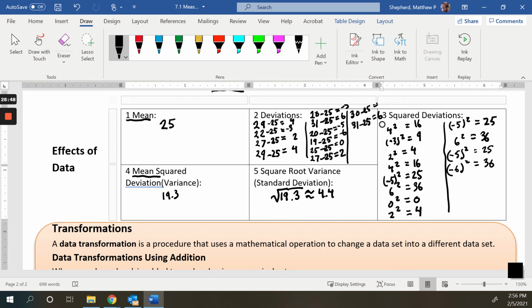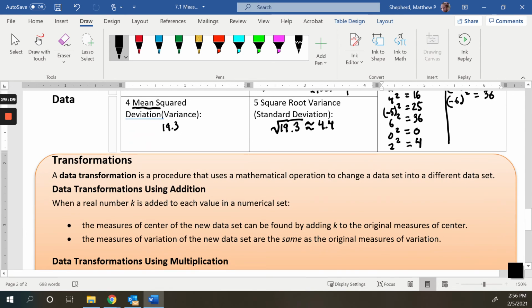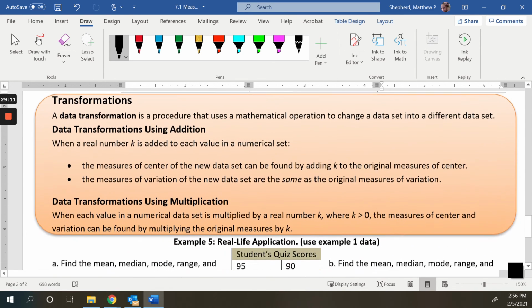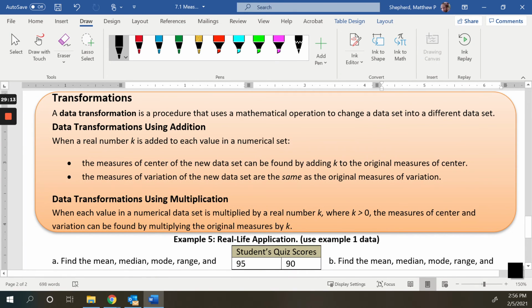That's not a huge variation when we're talking about ages. So we can see all of the data points are very close together. This is a very accurate way of measuring the variation in a data set because we use every single number. Every single number affects this average. Okay. Now let's quickly talk about transformations.